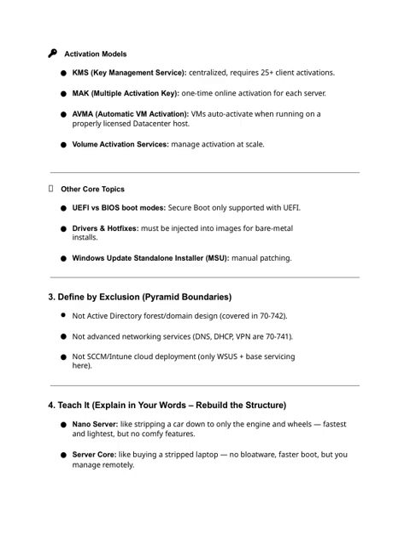Let's also clarify what's outside the scope when we define by exclusion. This slide doesn't cover Active Directory forest or domain design, which is something we'll explore in detail in 7742. It also doesn't include advanced networking services like DNS, DHCP, or VPN, covered in 7741. And we're not discussing SCCM or Intune cloud deployment here. Instead, we focus on WSUS and basic servicing.